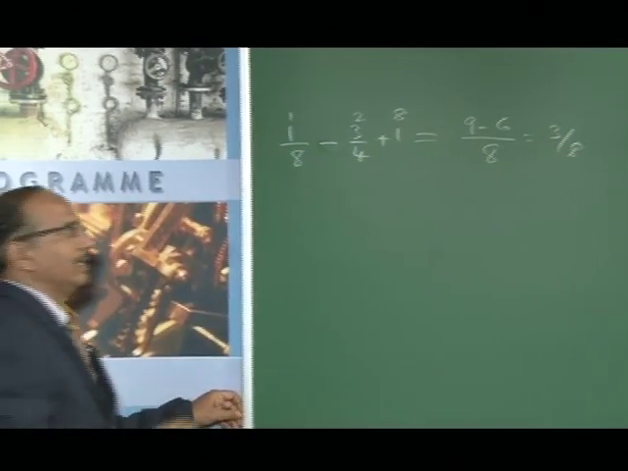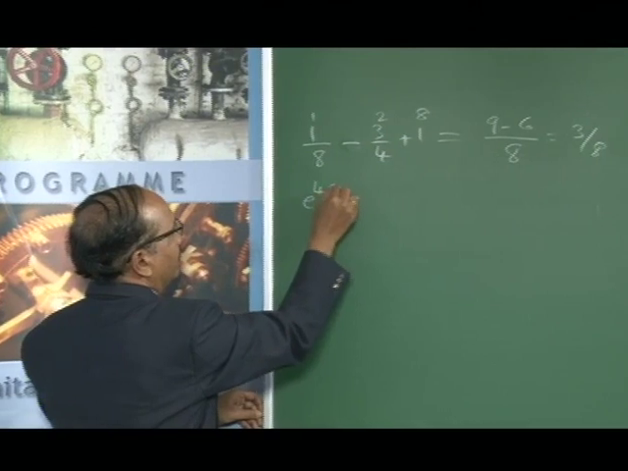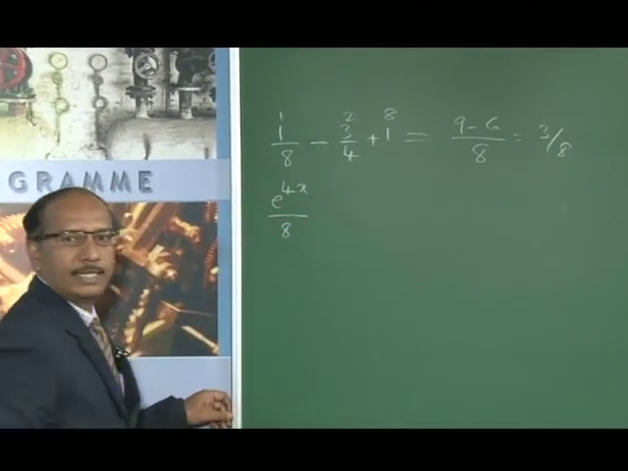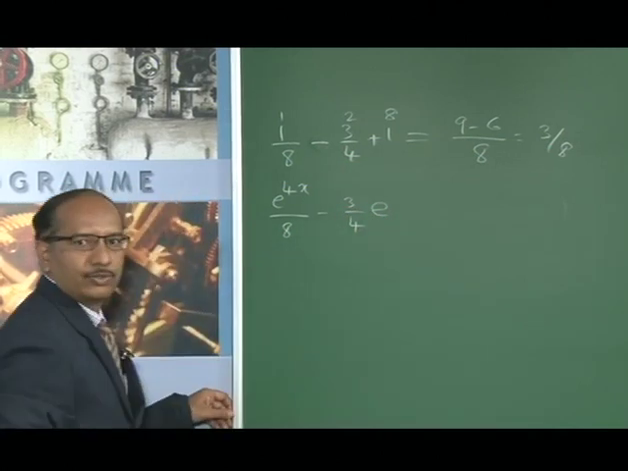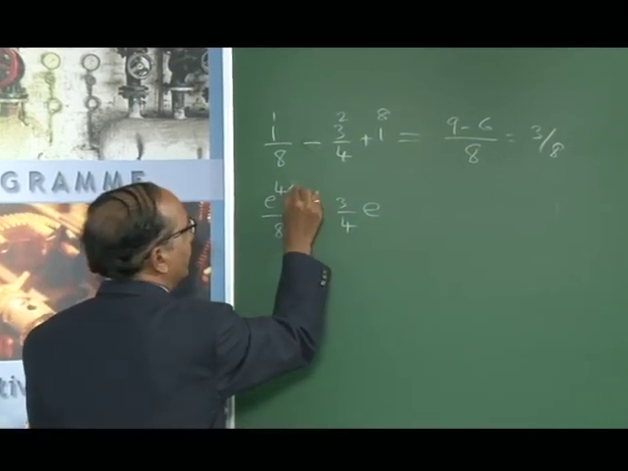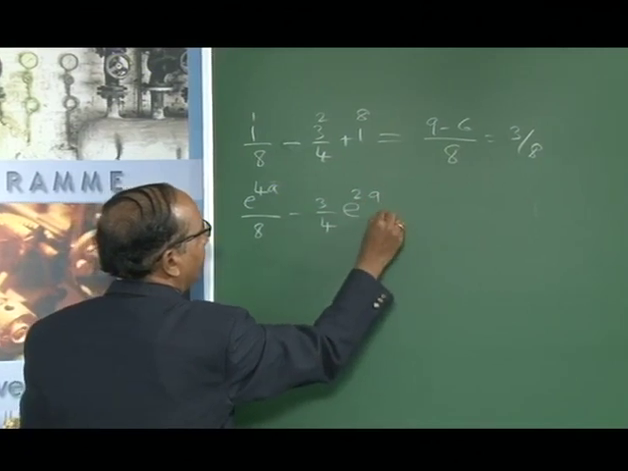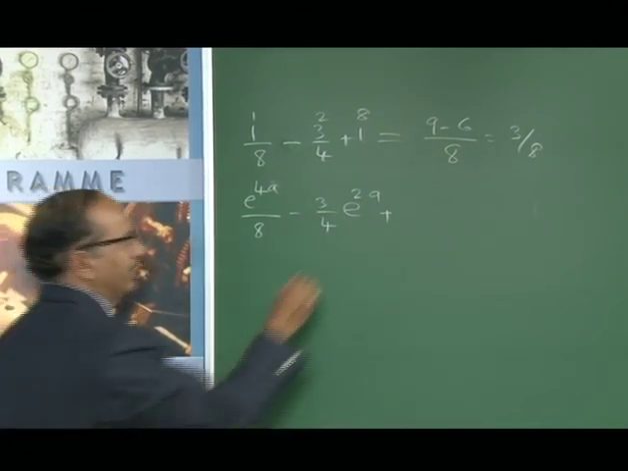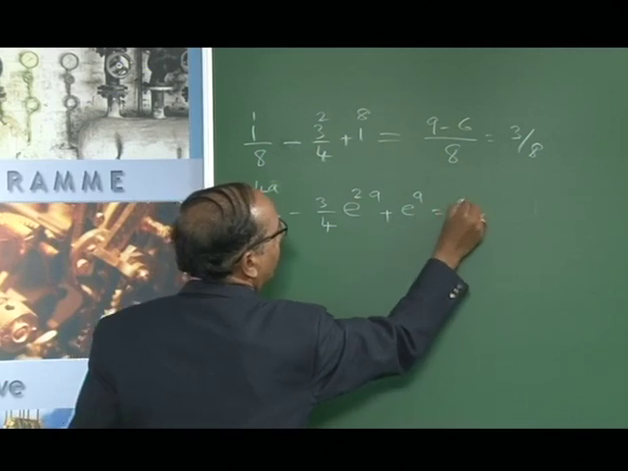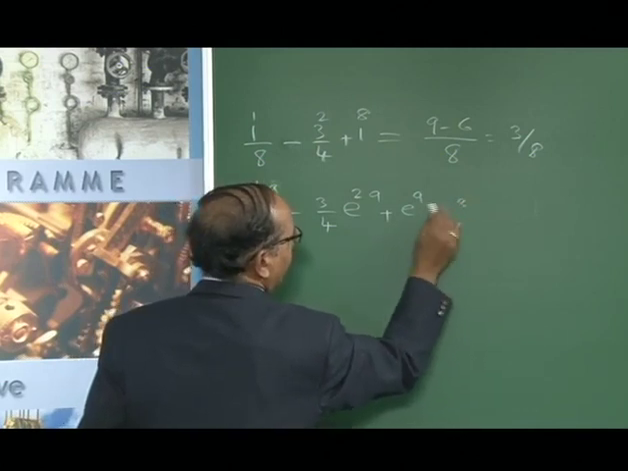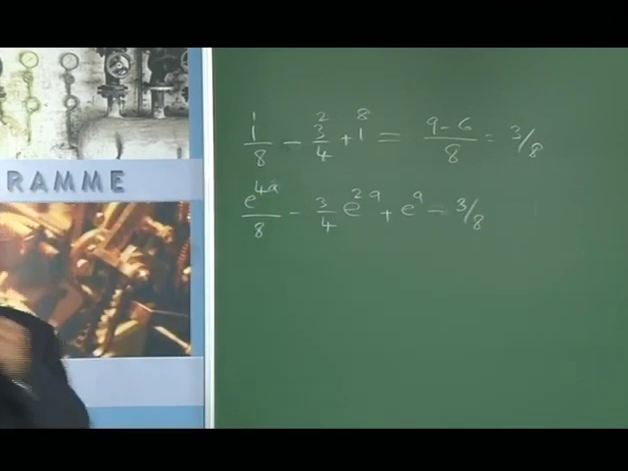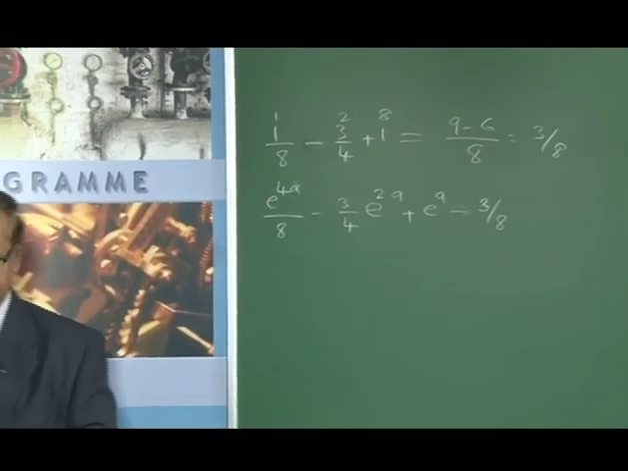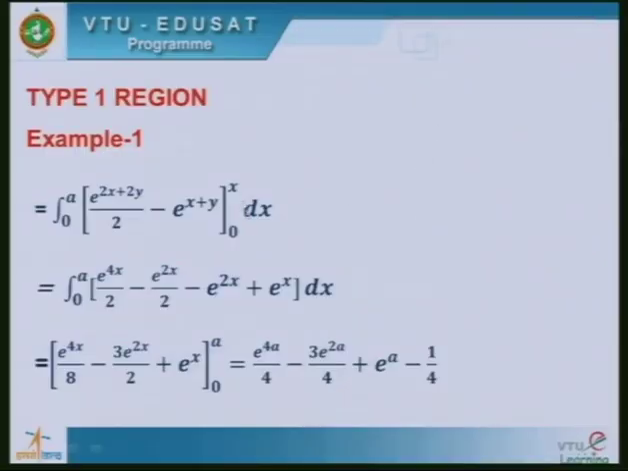So, the final answer is, to make the correction, e raised to 4x by 8 minus 3 by 4 e raised to a, substituting x equal to a, plus e raised to a, plus the lower limit 3 by 8. So that is the answer for the integral. Make the correction in that PPT. So this is the way of integrating using the type 1 region.